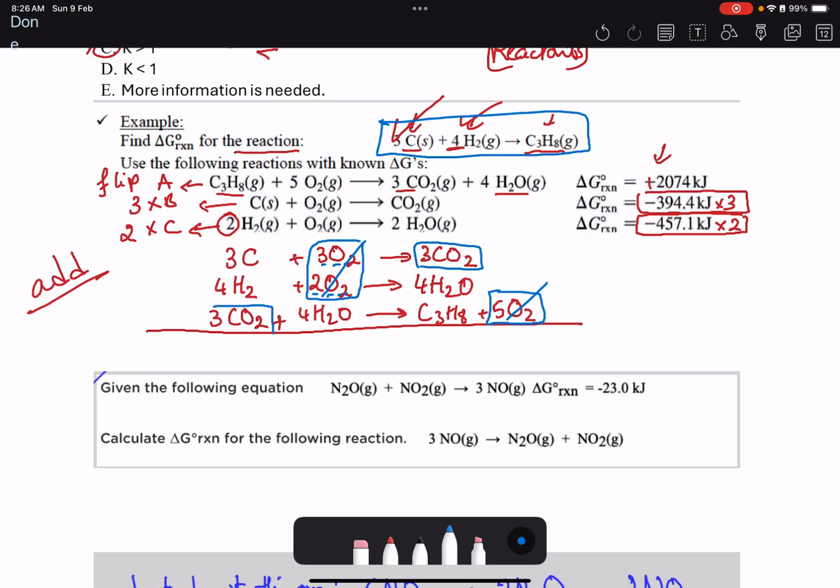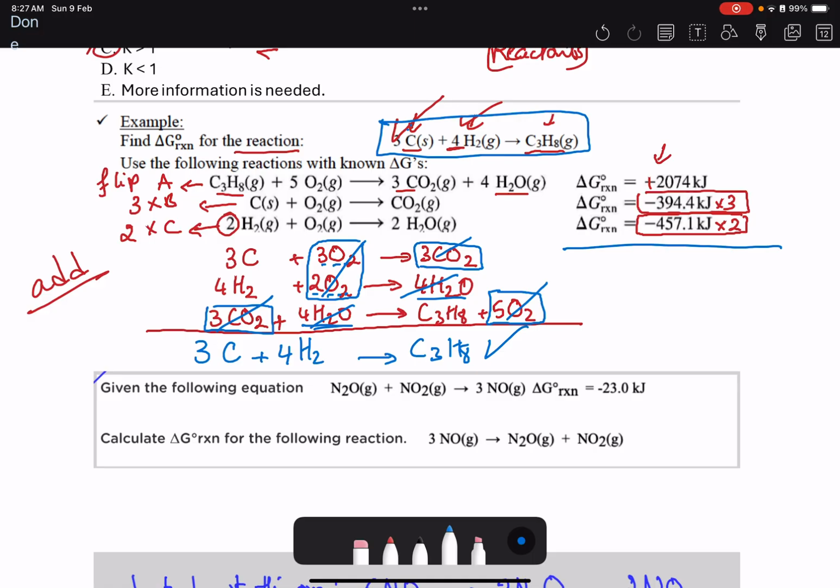3CO2 on the product side and 3CO2 on the reactant side will be cancelled because they are common. So I'm going to cancel them. Same thing for 4H2O, it will be cancelled. So what remains is 3C, the way we want it, and 4 hydrogen, giving C3H8. Then we're right. And now we proceed to add the delta G's.